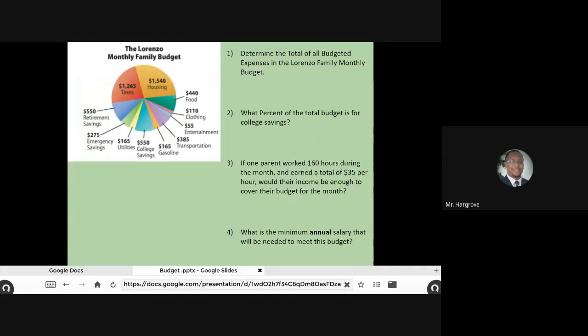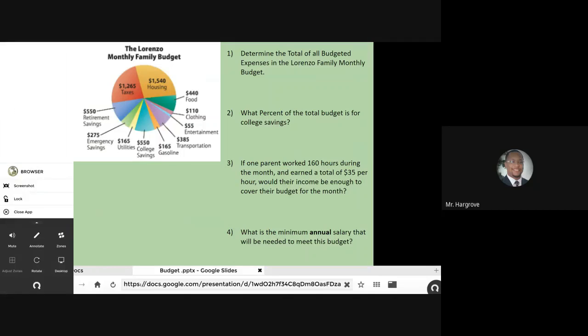So for today, we're going to focus on the Lorenzo monthly family budget, and you see it here listed in the circle graph. It has the total amount that is spent on the various categories. So we'll answer these 4 questions, and you'll be all set. The first question, determine the total of all budgeted expenses in the Lorenzo family monthly budget. So what is the total of all of the expenses?